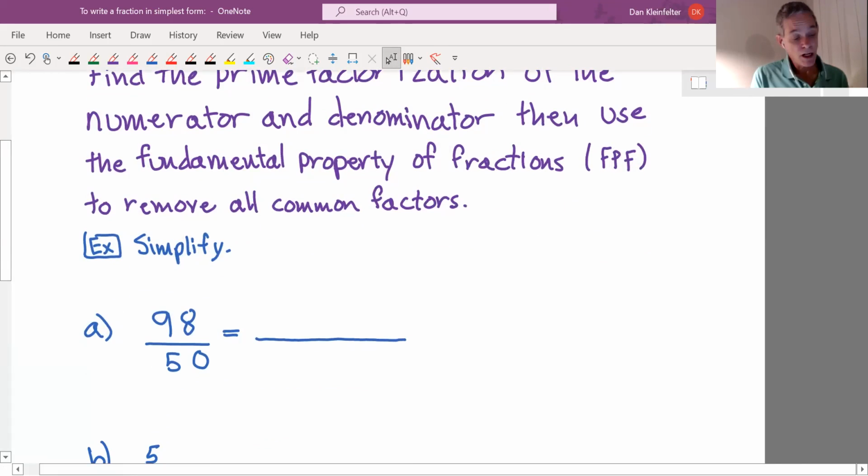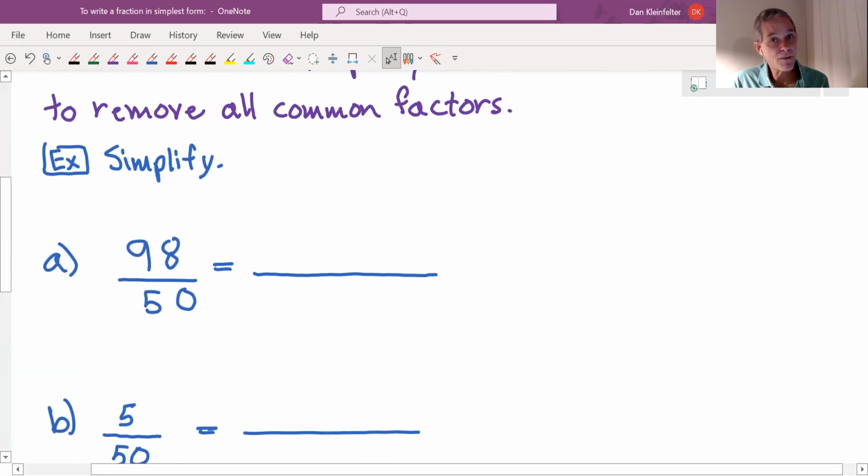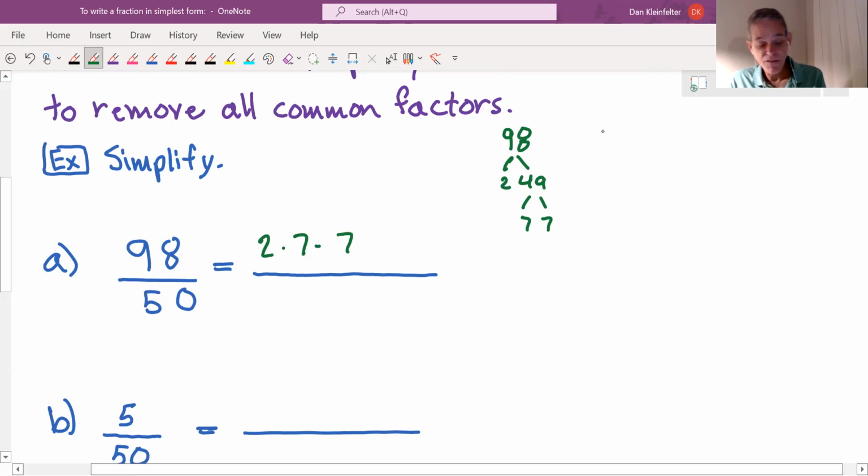So let's try it. We want to simplify 98 over 50. Let me begin by finding the prime factorization of 98. 98 is 2 times 49. 49 is 7 times 7. So that's 2 times 7 times 7. 50's prime factorization is 2 times 25. 25 is 5 times 5. So the prime factorization is 2, 5, 5.